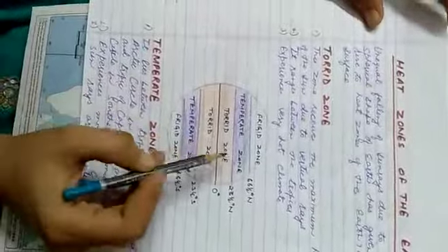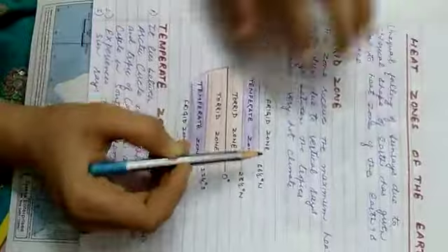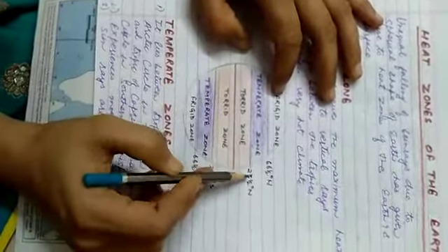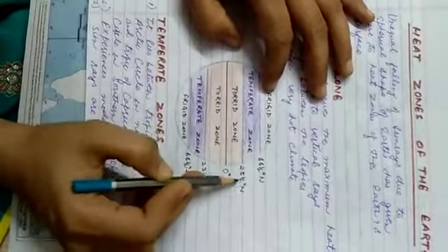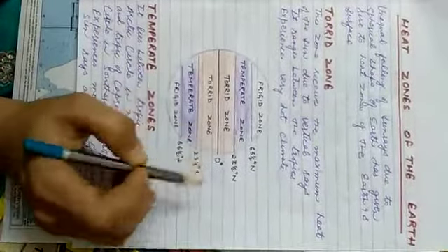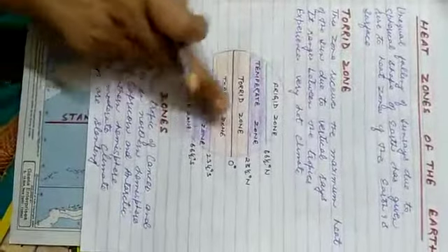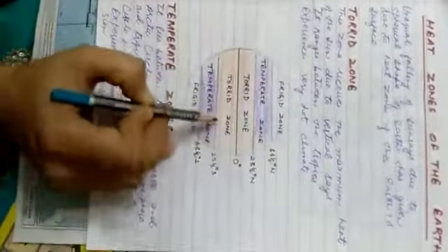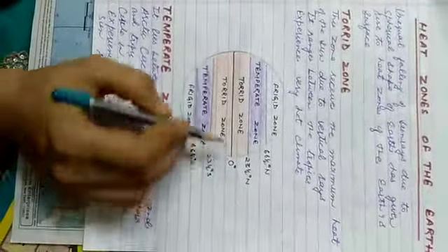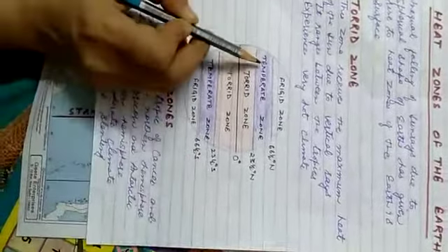So there are 3 types of zone: torrid zone, temperate zone and frigid zone. Torrid zone lies between the Tropic of Cancer and Tropic of Capricorn, and this zone receives the maximum amount of heat due to the direct sun rays, because the rays of the sun fall directly on this zone, and it experiences very hot climate.